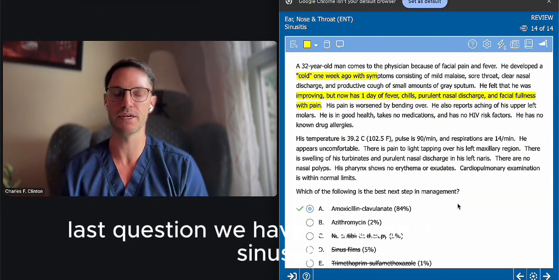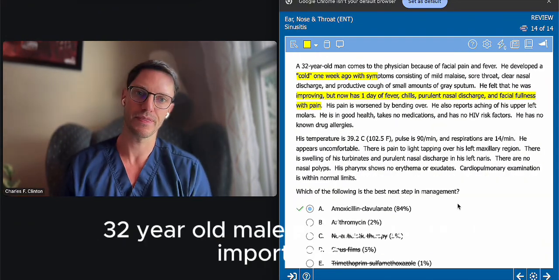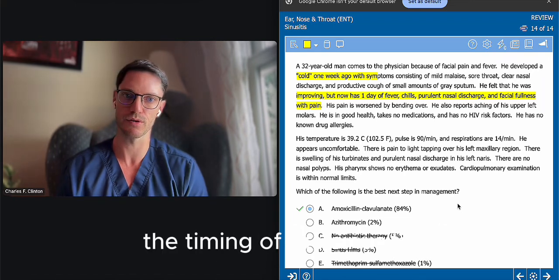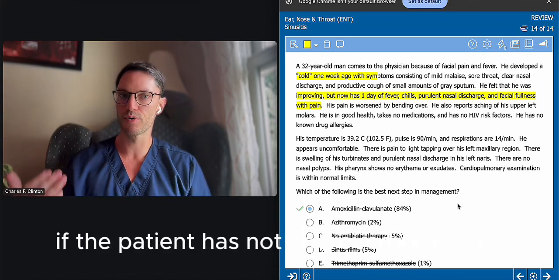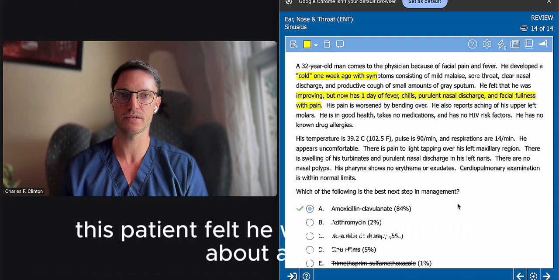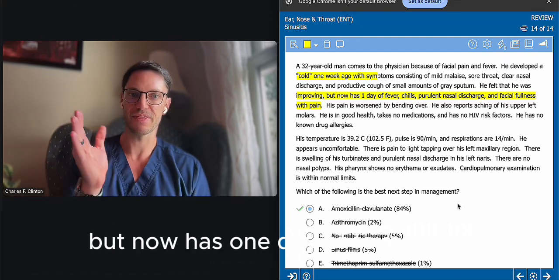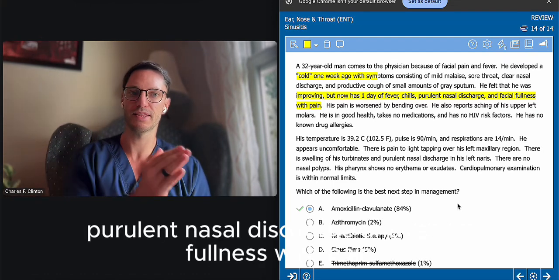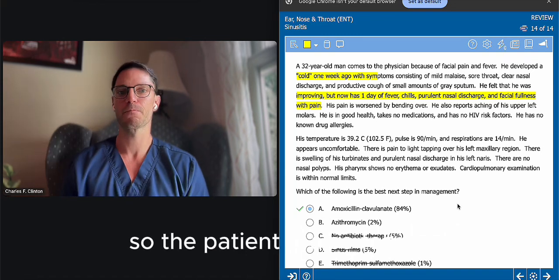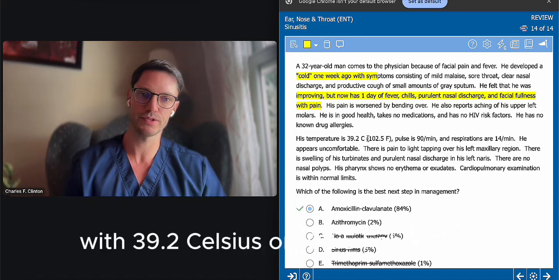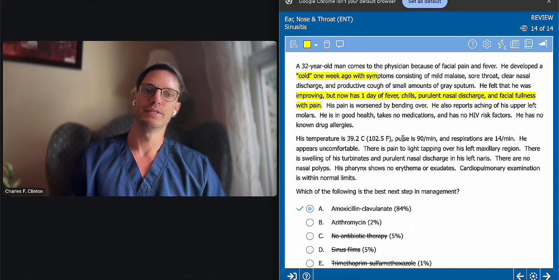Last question we have is a patient with sinusitis, a 32-year-old male. But here the importance is the timing of the sinusitis. So remember, you give it about a week. If the patient has not improved in a week, such as this patient who felt he was improving for about a week, but now has 1 day of fever, chills, purulent nasal discharge, and facial fullness with pain. The patient is also febrile with 39.2 Celsius or 102.5 Fahrenheit. So you know this is a problem.